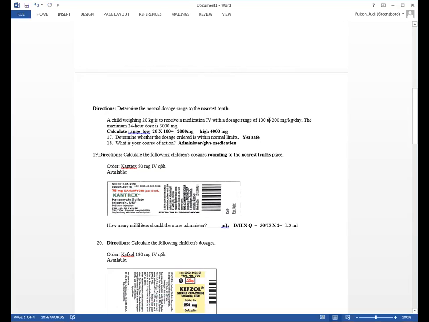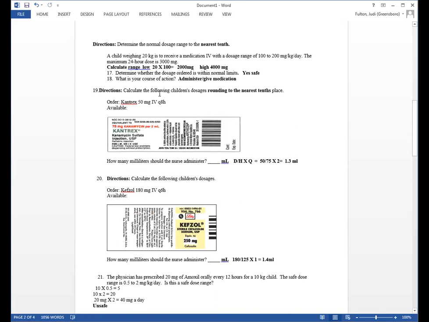The low, we know the weight is 20 kilograms. It's already in kilograms. You do not need to convert. So 20 times 100, the low, gives us 2,000. And then we look at the next one. 20 times 200 gives us 4,000. So is the dosage of 3,000 within that range? Yes, it is. What would you do? You would administer medication in this situation.